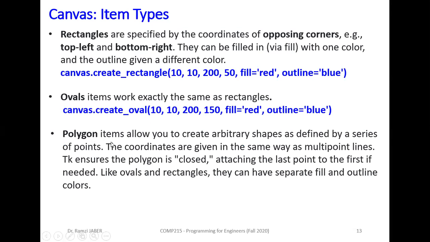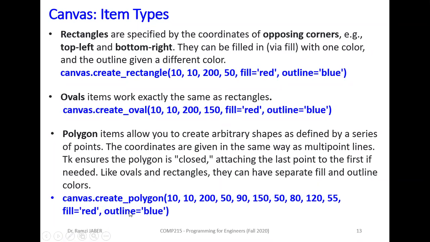Polygon items allow you to create arbitrary shapes as defined by a series of points. You can put as many points as you want. The coordinates are given in the same way as multiple-point lines. Tk ensures the polygon is closed, attaching the last point to the first if needed. Like ovals and rectangles, they can have separate fill and outline colors. We'll see how. So like this.